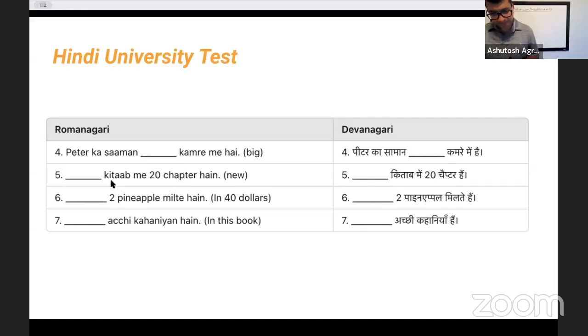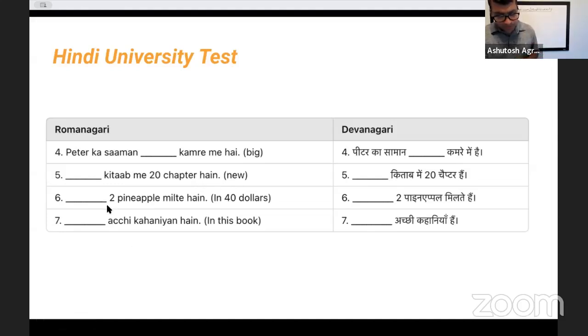नई किताब में 20 chapter है. It should be plural. 20 chapters हैं. Okay. Very good. Anyone else wrote anything else differently? नई किताब में. Okay. Singular. नई किताब. One book. नई किताब में 20 chapters हैं.